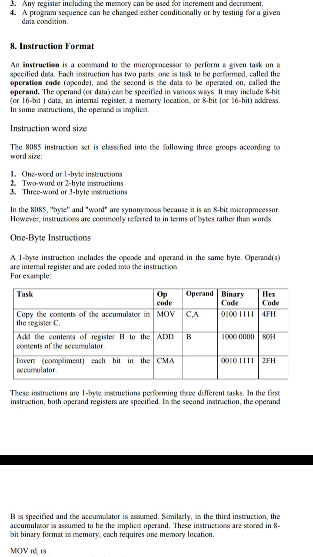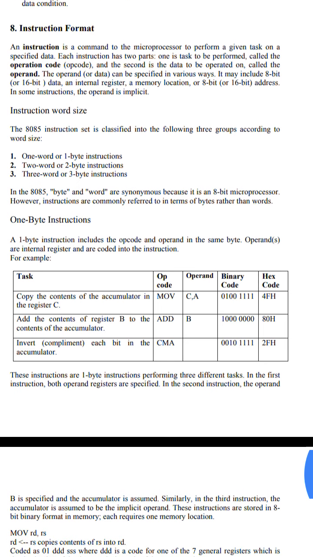It may include 8 bits or it may include 16-bit data, any internal register or any memory location or any port address. Now there can be three types of instructions classified on the basis of their length: the 1 word or 1 byte instruction, 2 byte instruction, and 3 byte instruction. So let us see what is a 1 byte instruction.